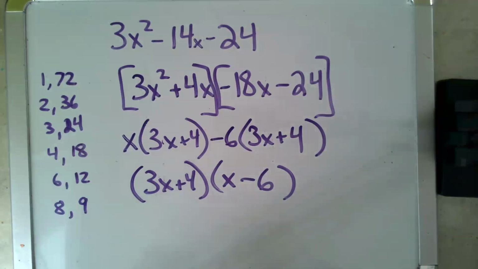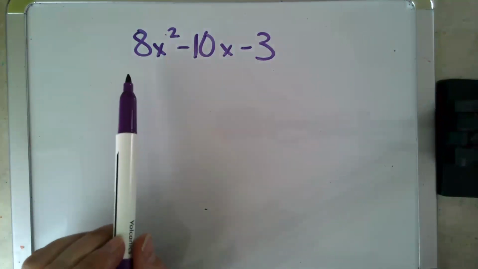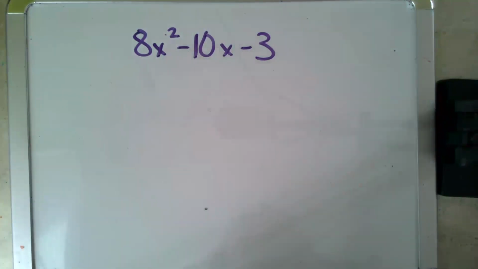Okay, I'm going to show you another way to do this that is also beautifully efficient, where the x method shows you why you're doing each step. This method, the why, is a little hidden, but the execution of it is speedy and lovely. So let's look. Okay, so we're going to work with 8x squared minus 10x minus 3.